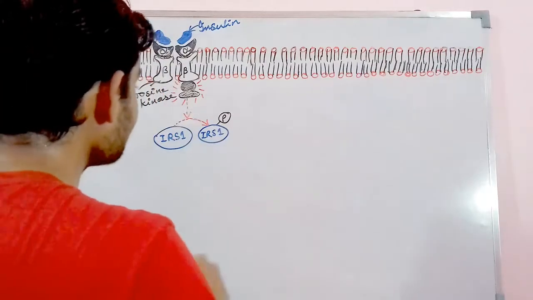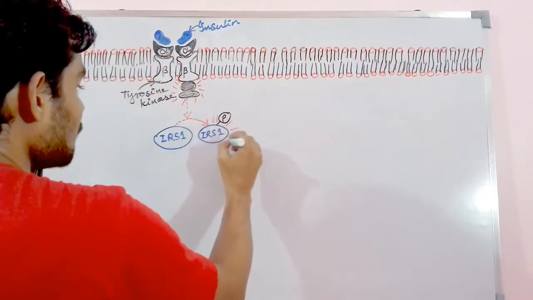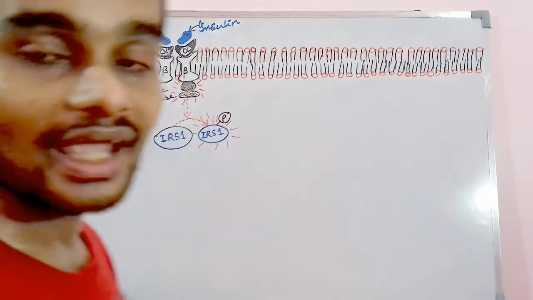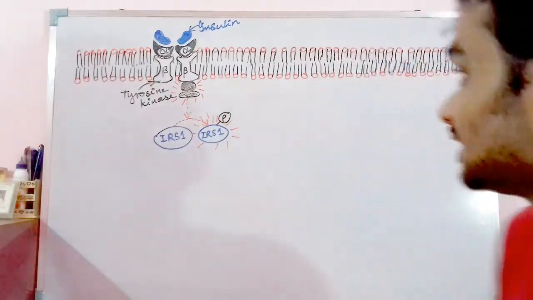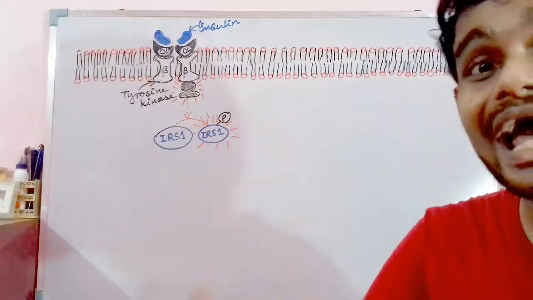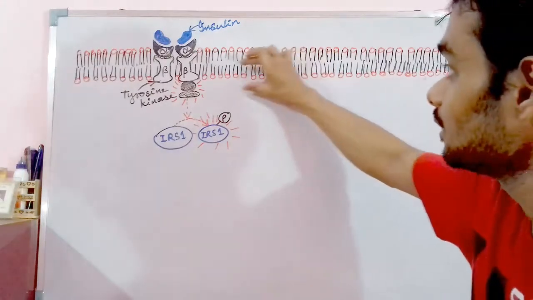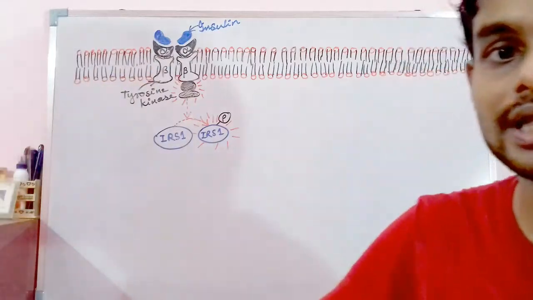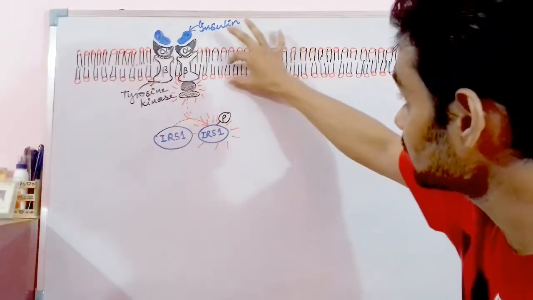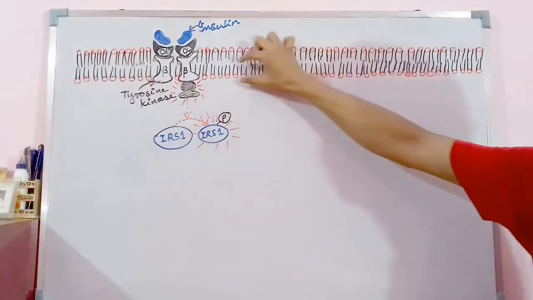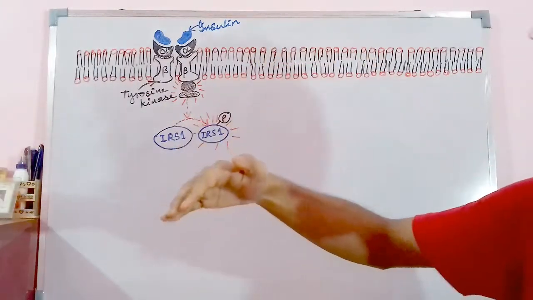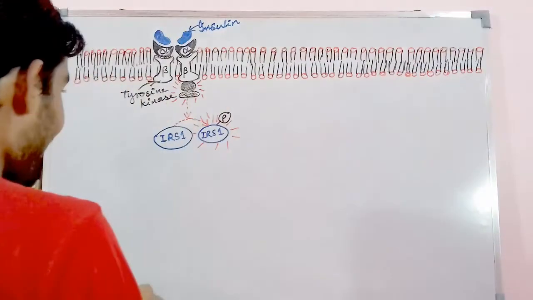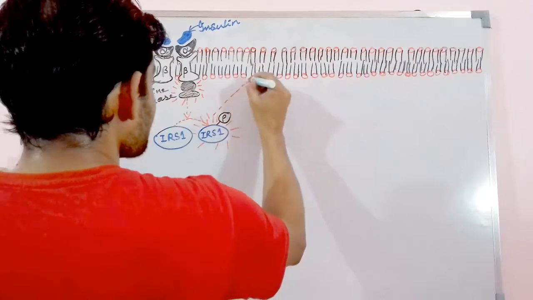Now this activated insulin receptor substrate molecule will activate another enzyme which is present adhered within the lower portion of the plasma membrane, that is facing towards the intracellular area, towards the cytoplasm. In this lower portion of the plasma membrane, there is another enzyme which would get activated by this insulin receptor substrate molecule.